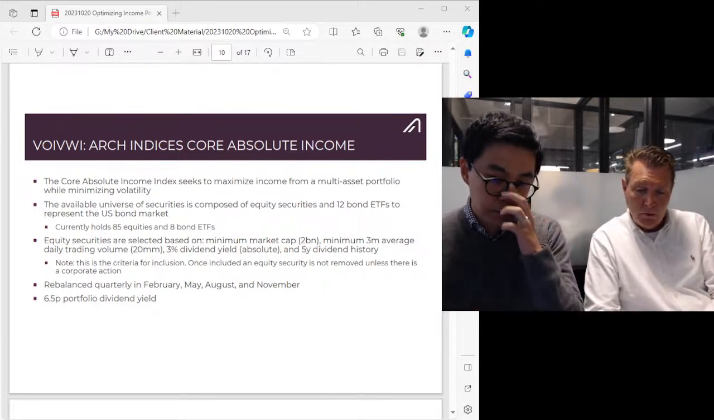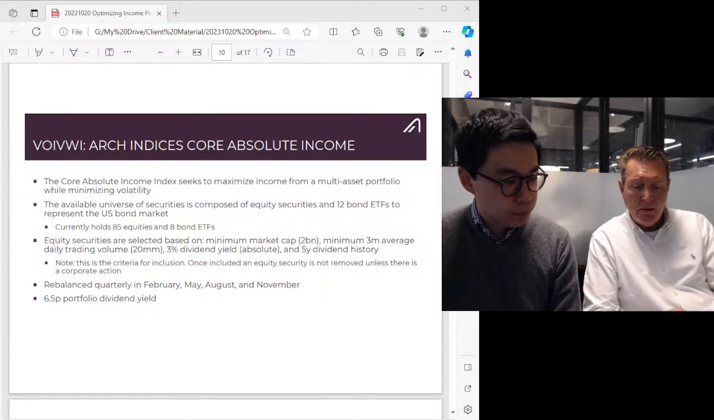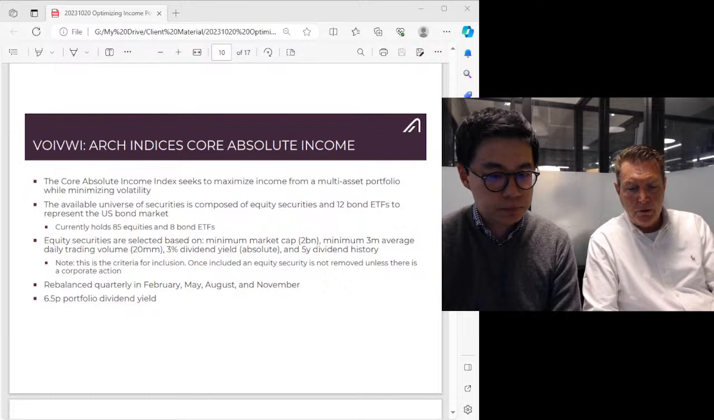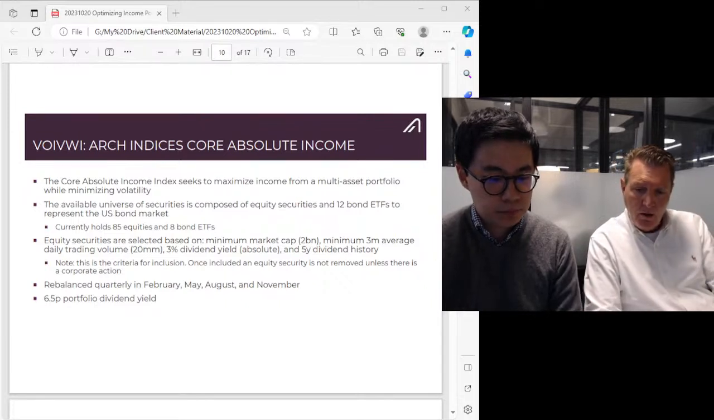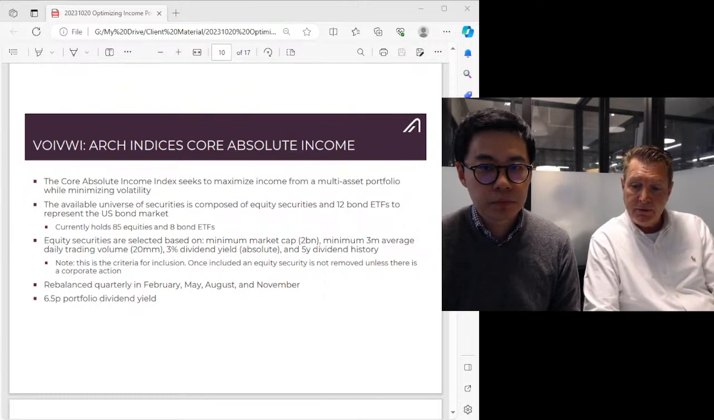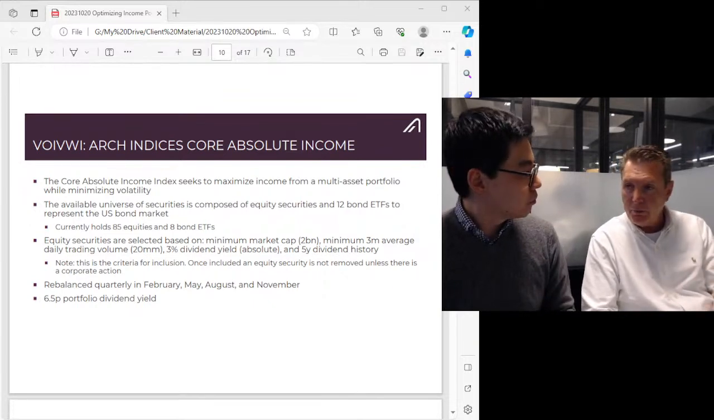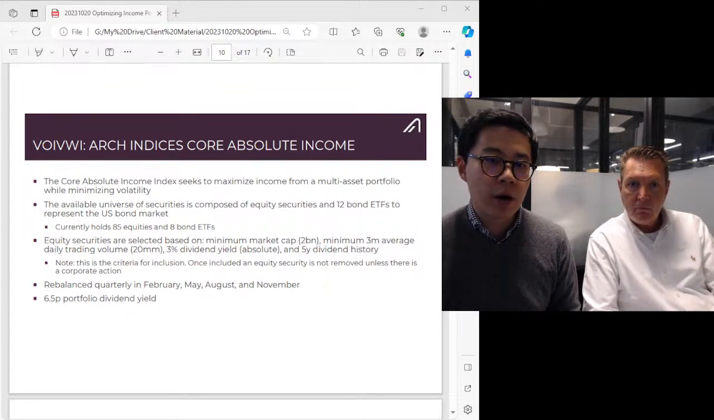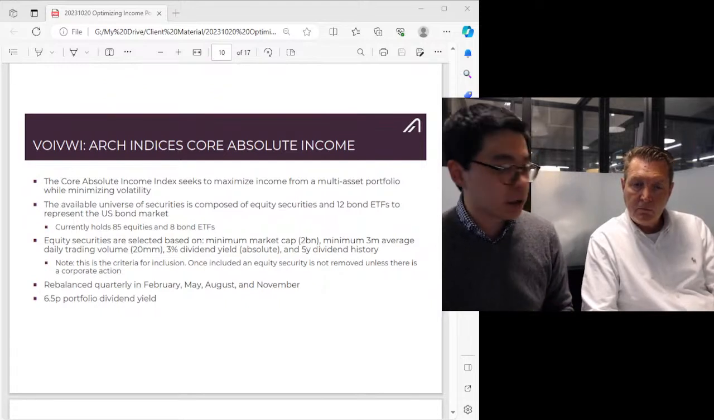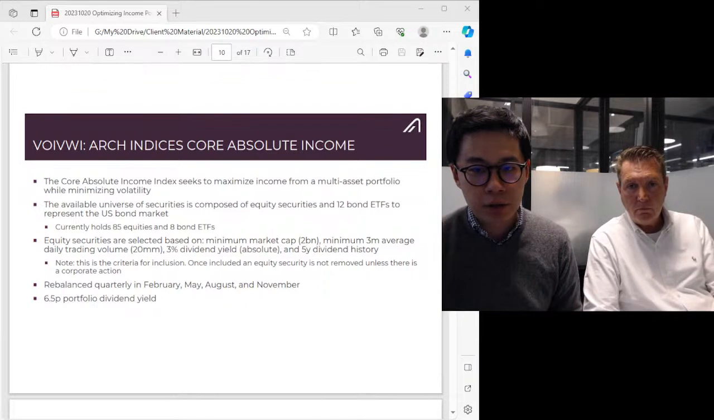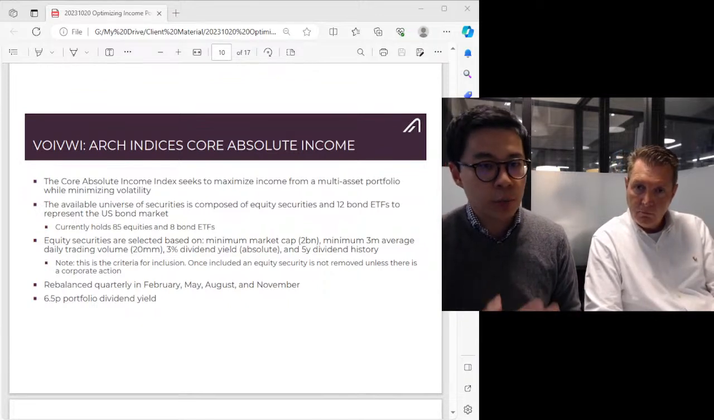Right. Great. And then can you tell us a little bit more about VOIVWI and the Arch Indices Absolute Income Index, and how does it compare to other products? Yeah, that's a great question. So our product is really built around having dividend stocks and bond ETFs to generate income. So how do we pick those dividend stocks? Well, it's a screening process.